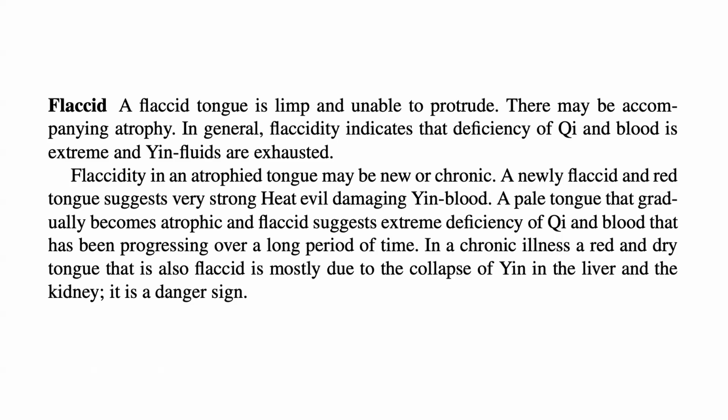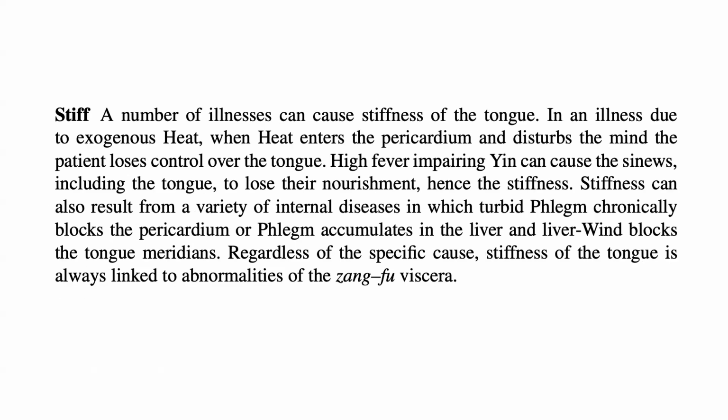A pale tongue that gradually becomes atrophic and flaccid suggests extreme deficiency of qi and blood that has been progressing over a long period of time. In a chronic illness, a red and dry tongue that is also flaccid is mostly due to the collapse of yin in the liver and the kidney. It is a danger sign.